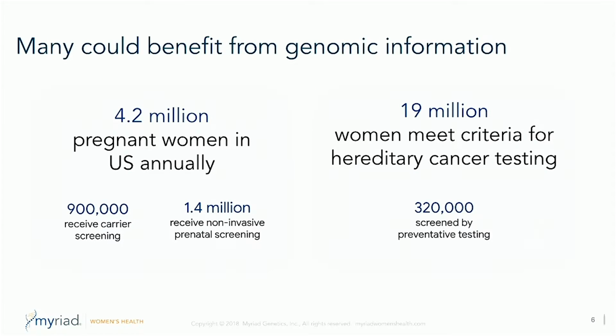So, to get a sense of scale, this is a broad market with growing demand. There are currently 4.2 million pregnant women in the United States annually, and we've really only reached the tip of the iceberg in terms of delivering genetic information to them, with 1/5 of them receiving carrier screening tests and 1/3 of them receiving non-invasive prenatal testing. The market for inherited cancer screening is even larger, with more opportunities for growth, with 19 million women who meet criteria for inherited cancer screening and only 1.5 million of them actually receiving preventative testing.